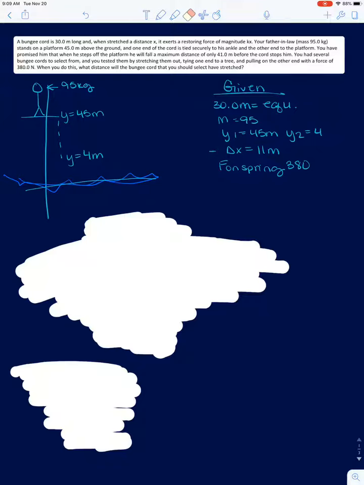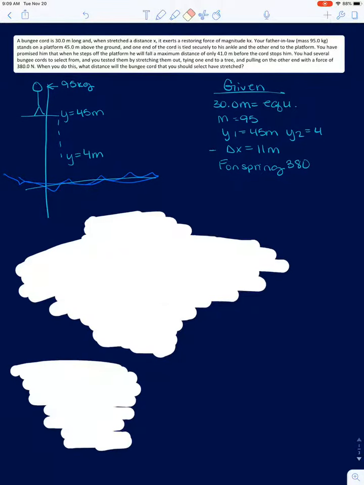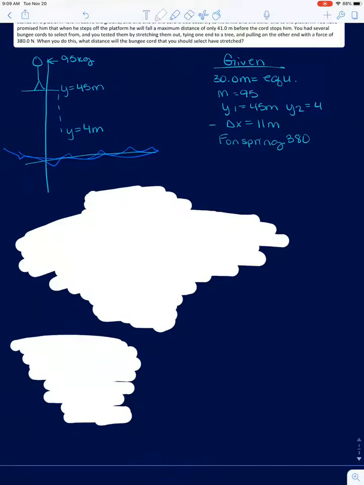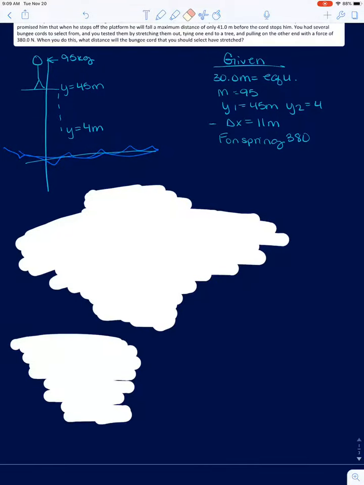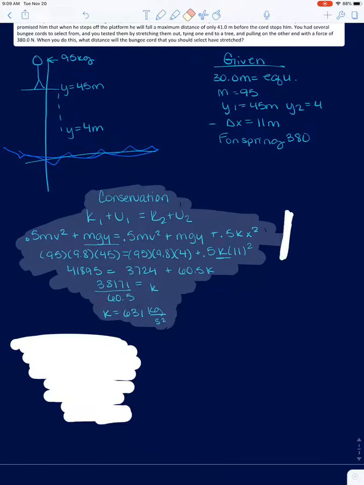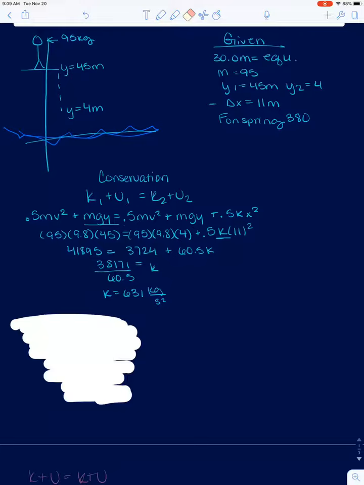So we have our displacement of x also, and this is taken from the 30 meters long, which is where it's at equilibrium. The 41 meters he'll fall, so there's a difference there of 11 meters that the cord will stretch, and we have a force on the spring of 380 newtons, and so we can plug that into our conservation equation.